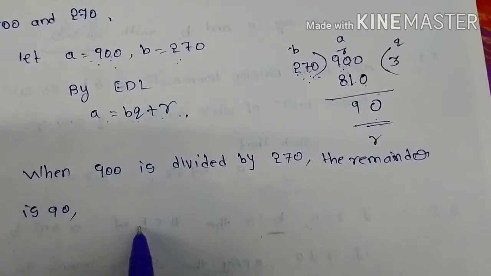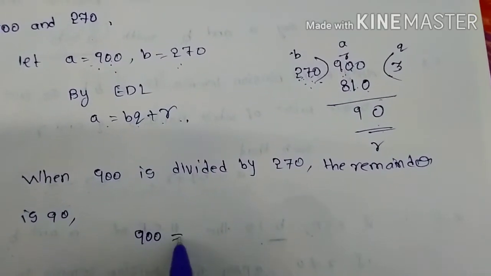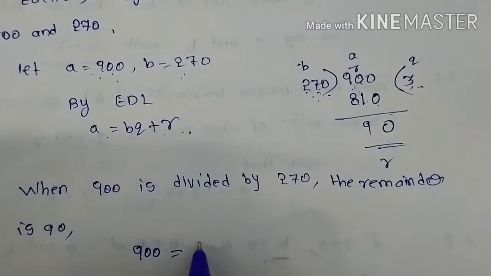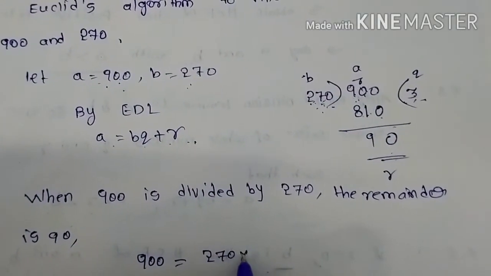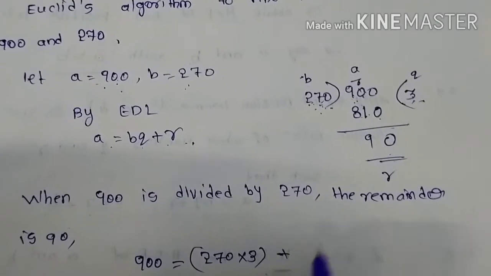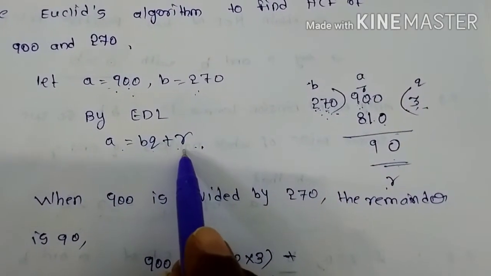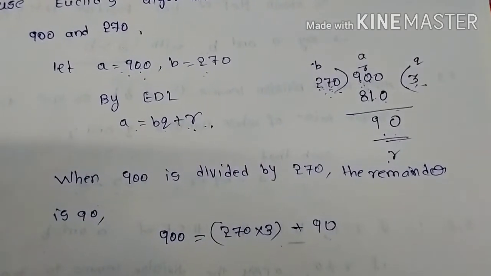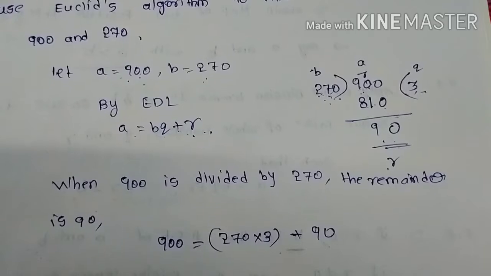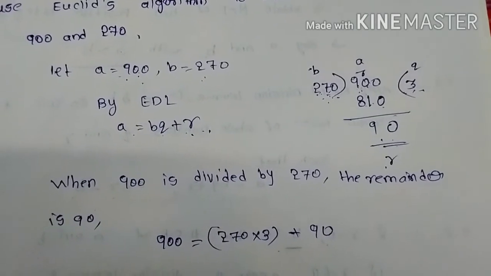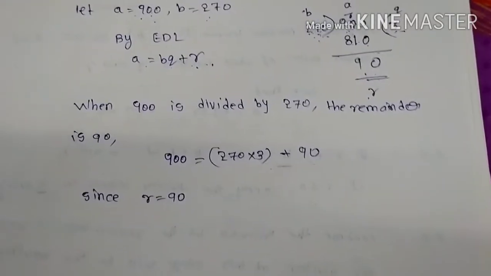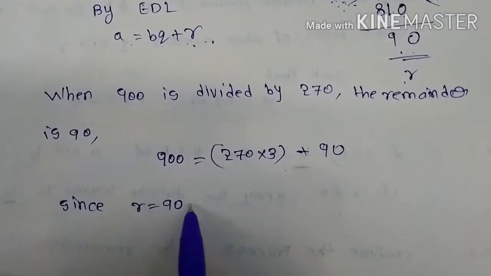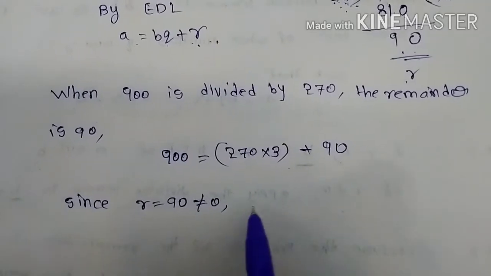We can express. How can you express here? 900. You can write here 900 as A. 900 is equal to B into Q. That means you can write 270 into 3, plus you can write remainder. See, we have to write remainder or not. Remainder is how much? 90. Now you can see, since remainder is equal to how much? Remainder is equal to 90. See, is remainder equal to 0? Not equal to 0. So, remainder not equal to 0.